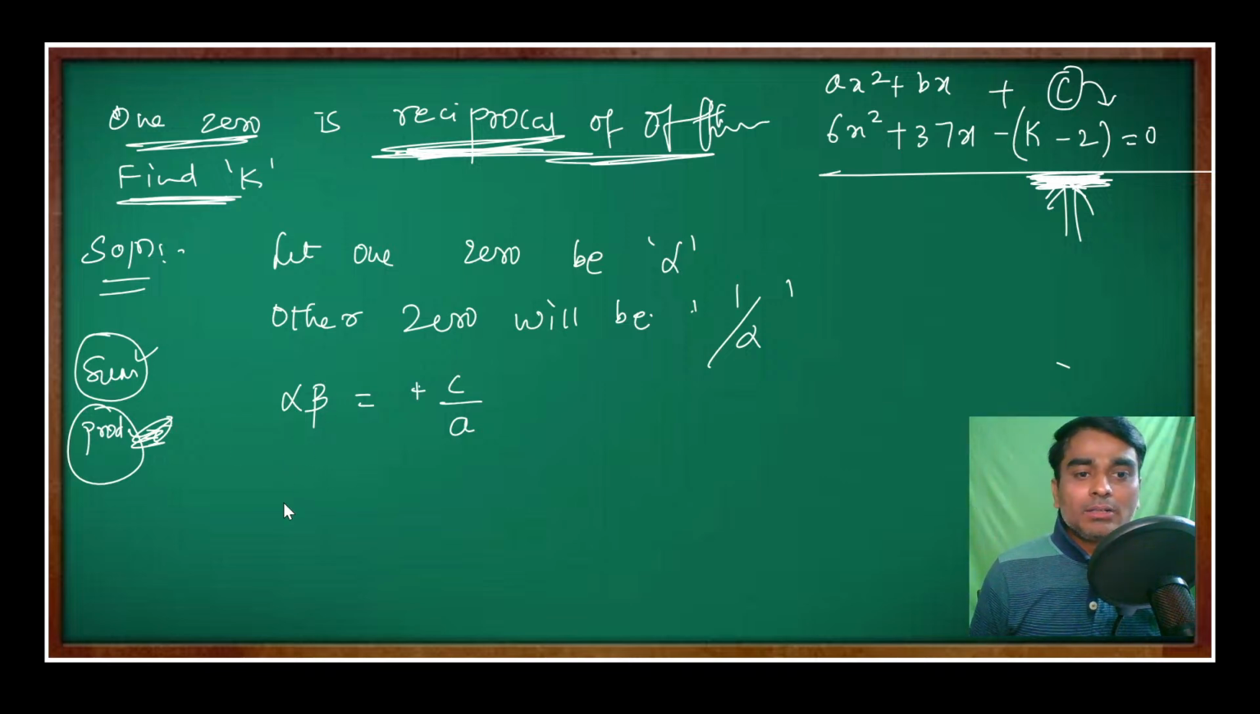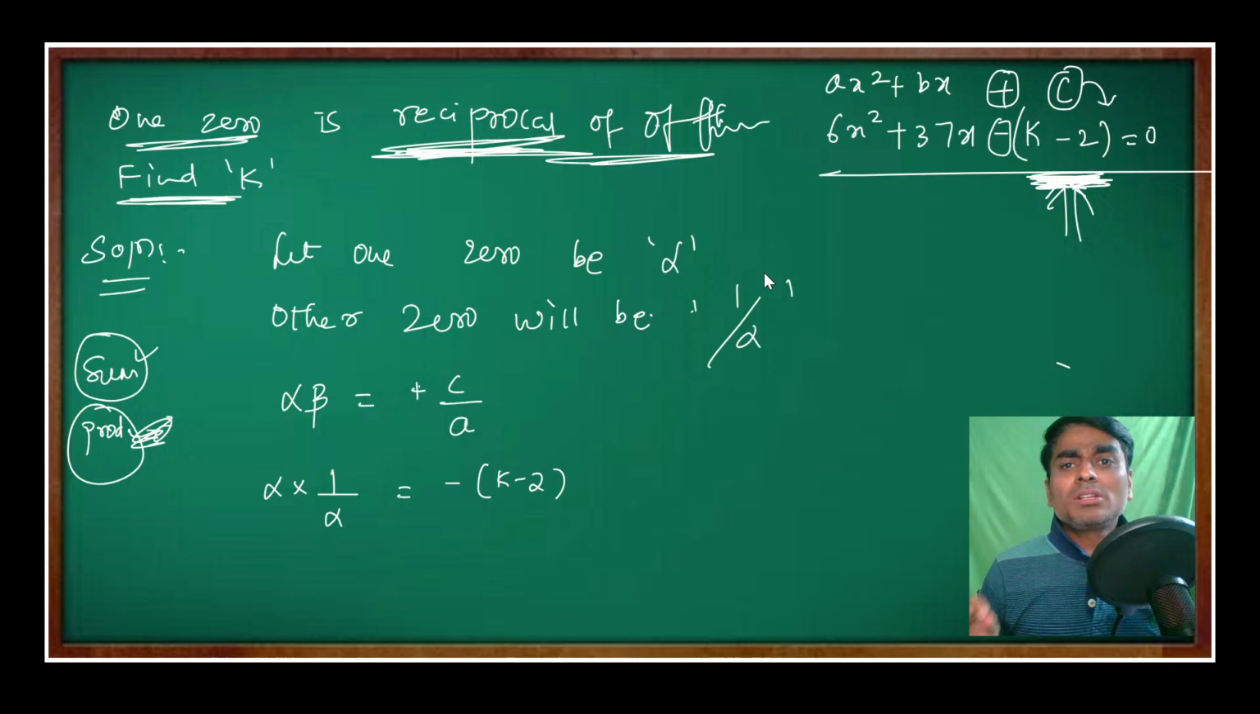So alpha is one zero, and beta is the other zero, 1 by alpha. C is minus k minus 2. With minus you should always take. Here I have seen many students make a mistake. It's a very big blunder. I have told you, negativity is always dangerous. C by A. A is how much here? 6. Now this alpha cancels.